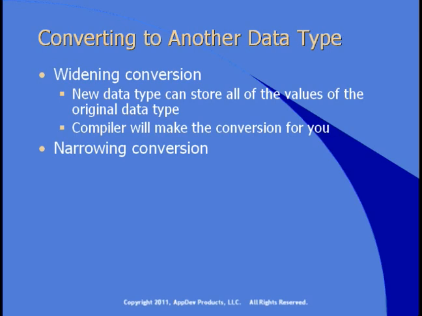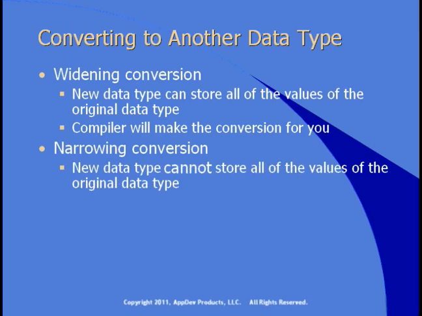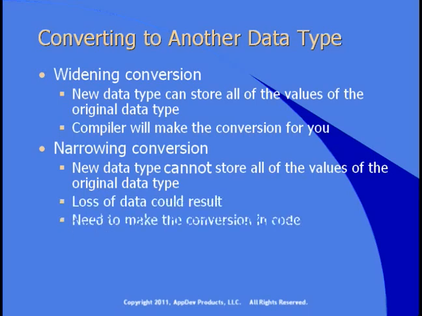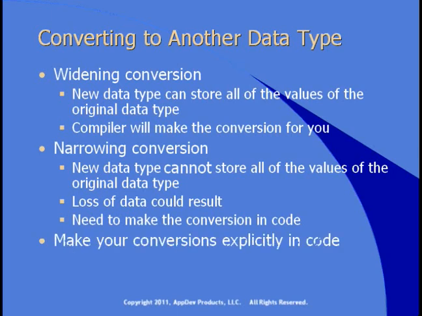The other type of conversion is a narrowing conversion. In the narrowing conversion, the new data type is not capable of storing all of the values that can be stored in the original data type. So for example, if you convert an integer to a byte, there could be data loss. And because of that, the compiler will not automatically make the conversion. You'll need to make the conversion yourself in code. So you don't have to write code to do a widening conversion. You do have to write code to make a narrowing conversion. In general, you should probably make your conversions explicitly anyway, because your code is more readable and understandable.